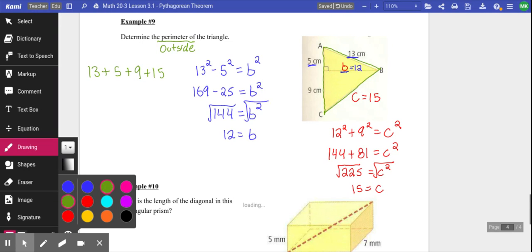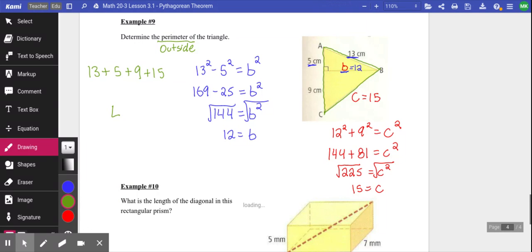I wouldn't add the 5. Oh, I did add the 5. 13 plus 5 plus 9 more, because that's from here to here. And then plus 15 gets me back to B. This means your final answer is actually 42, which is the answer to everything in life.